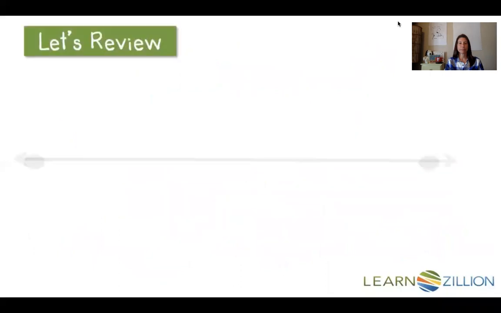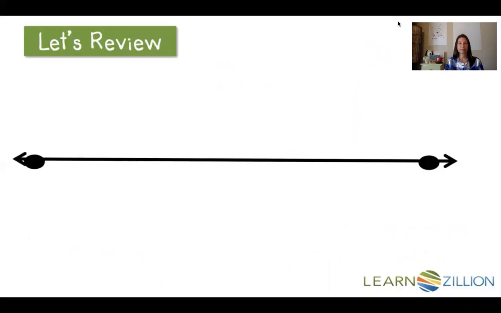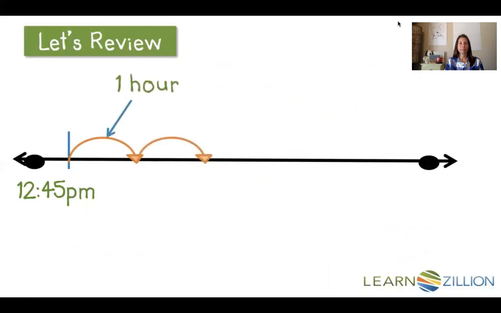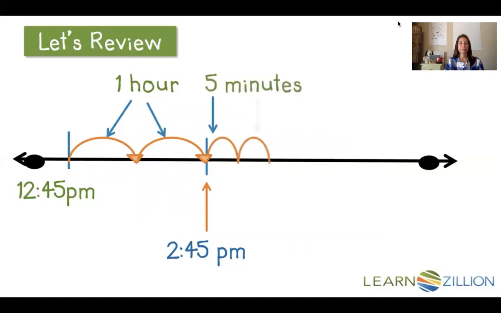Let's review. You already know how to solve elapsed time word problems to the nearest hour and 5 minutes using a number line. For example, if you know that something started at 12:45 and it lasted 1 hour, 2 hours, and 2 hours 5 minutes, 2 hours 10 minutes, you would know that it ended at 2:55 p.m.